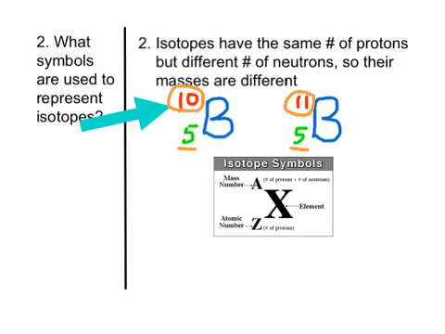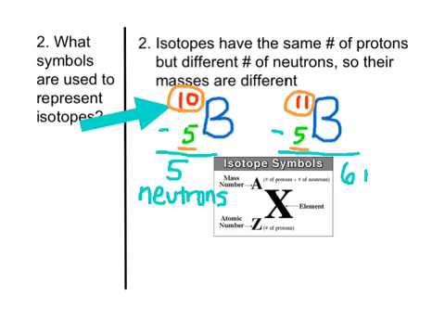What we do is we take our mass and we subtract the number of protons to figure out neutrons. So on the left, 10 minus 5 is 5, so this one has 5 neutrons. And on the right, 11 minus 5 is 6. So the one on the right has 6 neutrons. Okay, so it's a super easy way to figure out the number of neutrons from an isotope symbol.